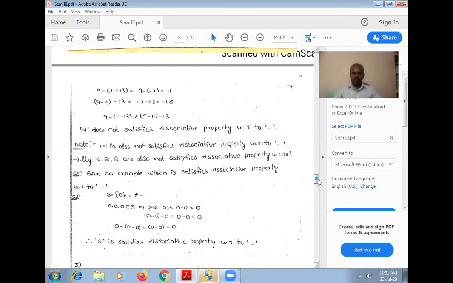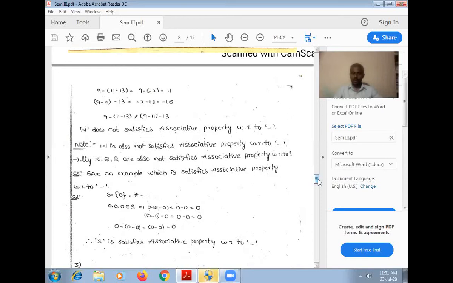So here S equals the single set {0} and star equals minus. So S has a single element, which is 0. We have to take three elements, and three elements means you can repeat the single element: 0, 0, 0 belong to S.